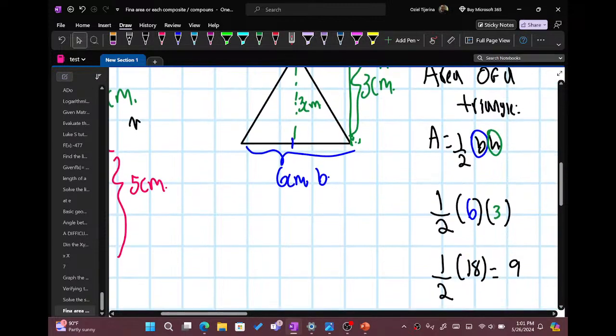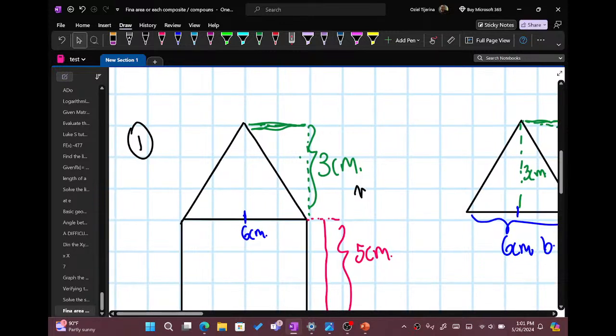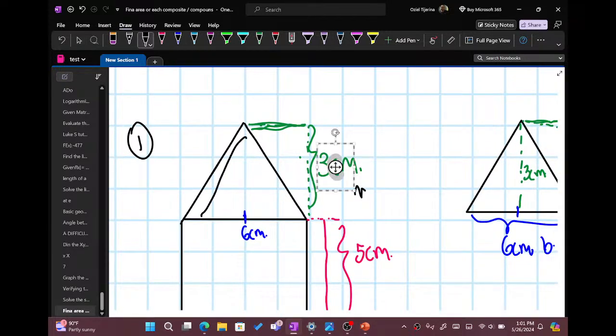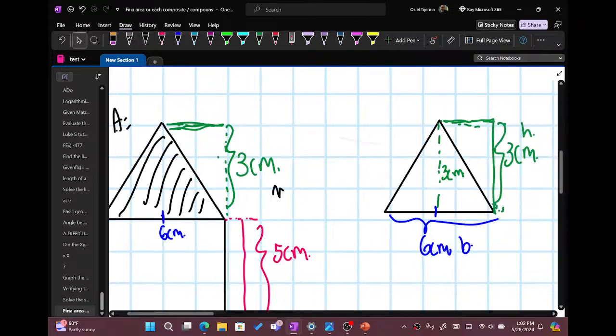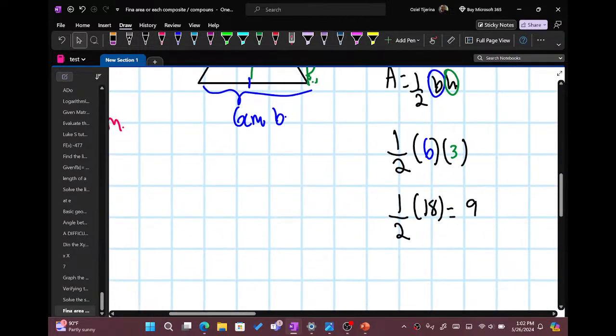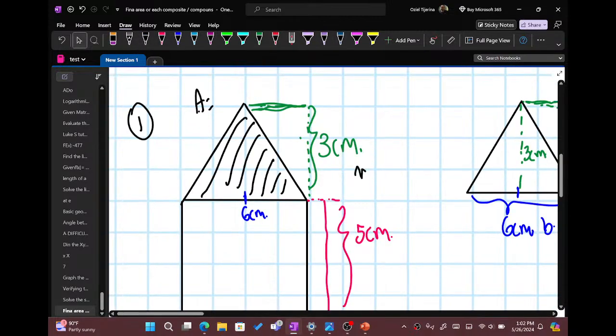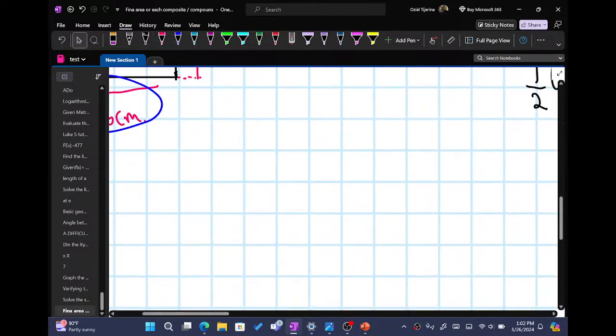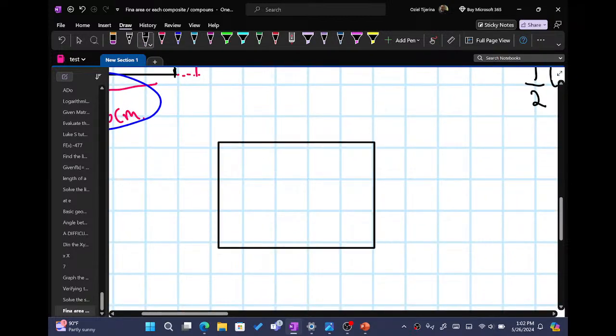So we know that that's the area of the triangle, right? The area of this triangle is 9 centimeters squared, right? So that is what we get for that. Now let's look at the area of the square, of the rectangle, or square, or something like that, right?